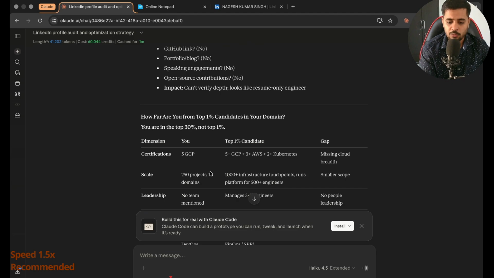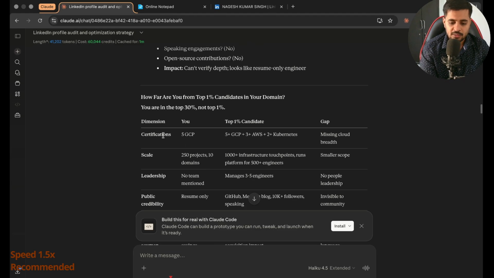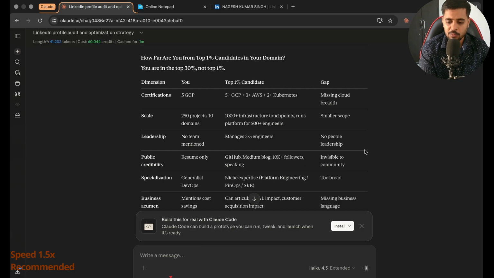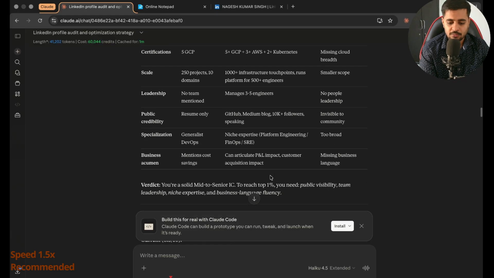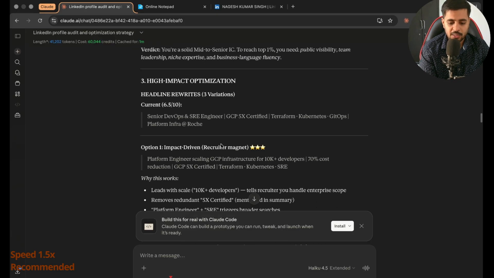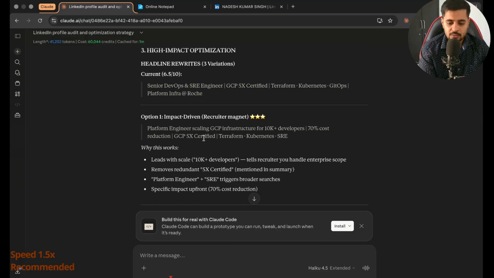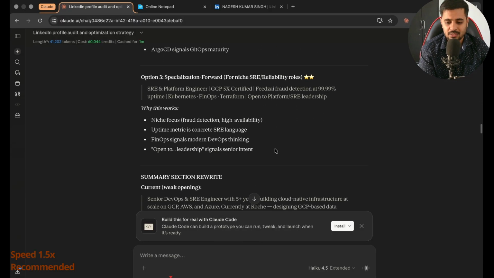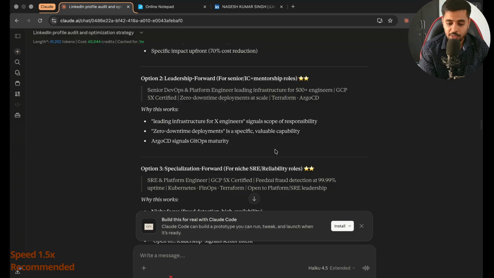How far are you from a top 1% in your domain? Certification, scale, gap, missing cloud breadth. Okay, smaller scope. I need to add some leadership, no people leadership, invisible to community, too broad, business acumen. Okay, high impact optimization. I need to update my headline. Okay, leadership forward. I need to add some leadership things. Okay, great. So there are some options Claude has given to me. I need to add those.